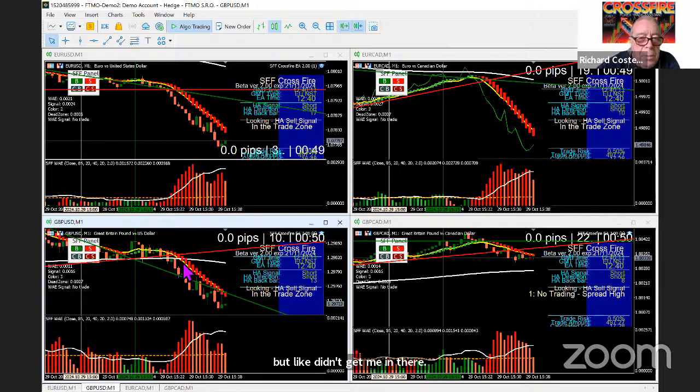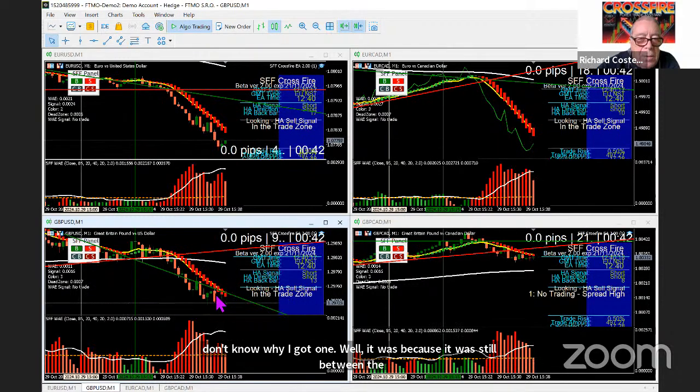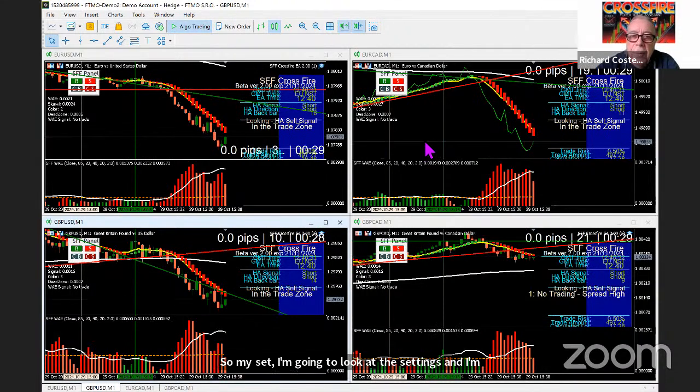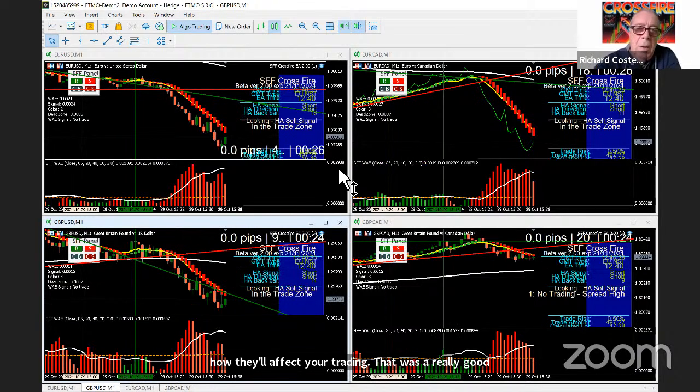Well, it was because it was still between the green and the red trend lines. And now it's probably more than 20 candles since the wave change. So my setting, I'm going to look at the settings, and I'm going to talk you through how they'll affect your trading. That was a really good example.